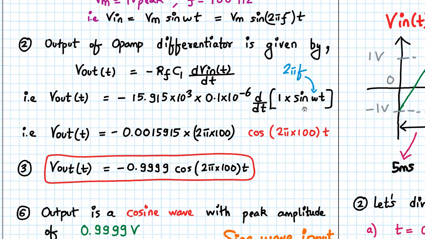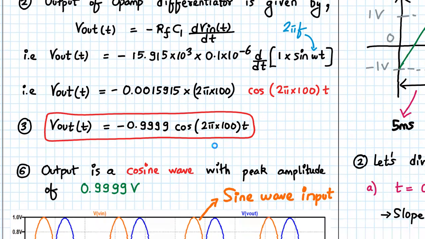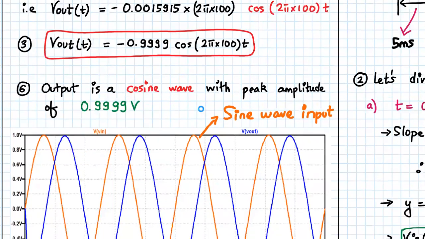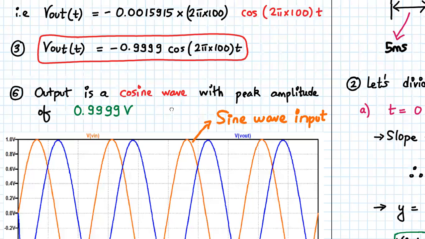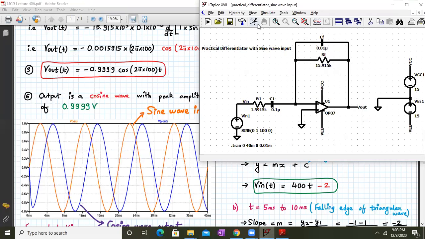And the differentiation of a sine will be a cosine. So here is the cosine value, cos of 2 pi into 100 into t. If you multiply these two numbers, you will get V out of t is equal to minus 0.9999 cos of 2 pi 100 into t. So almost equal to minus 1 basically. So here is my output. For the sine wave input, my output will be a cosine wave of peak amplitude 0.9999. Okay, so let's check it out in LT Spice.